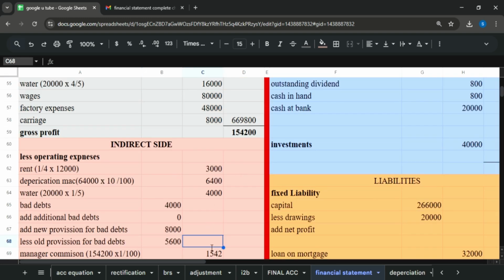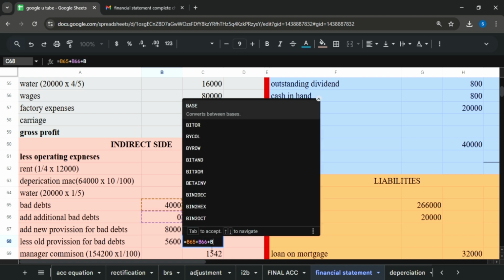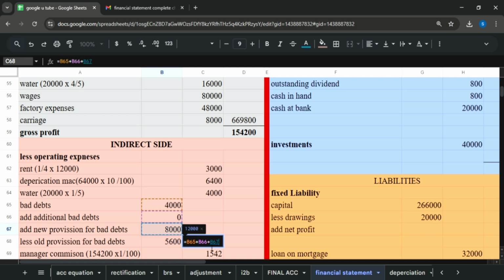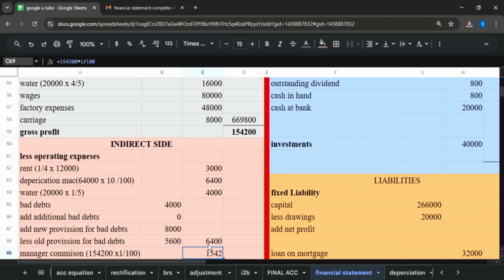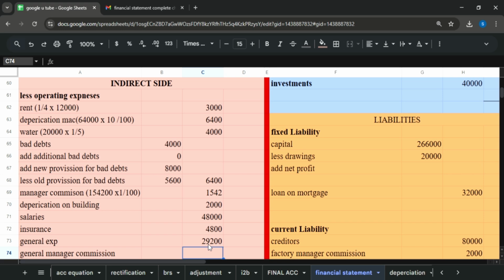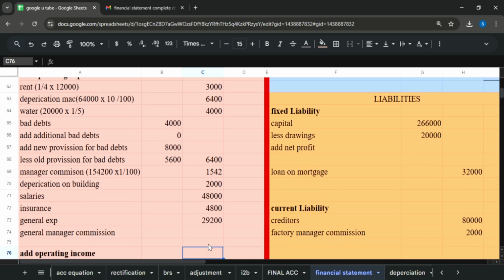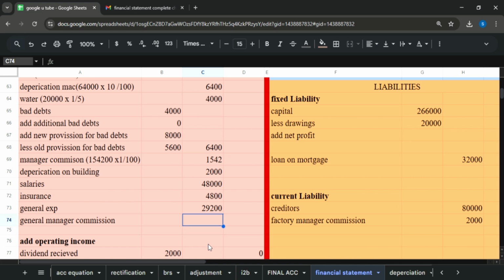First, bad debt adjustment. Bad debts plus additional bad debt 0 plus new reserve minus old reserve. We'll have to see plus new reserve minus old reserve. So guys, in this way bad debt adjustment has been completed. Then you will see any other adjustment which is still present. No.